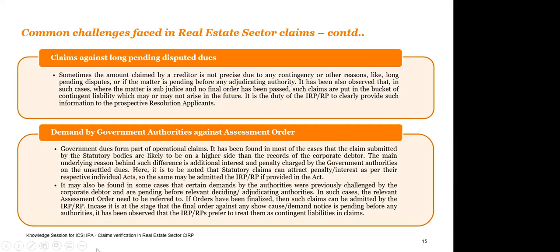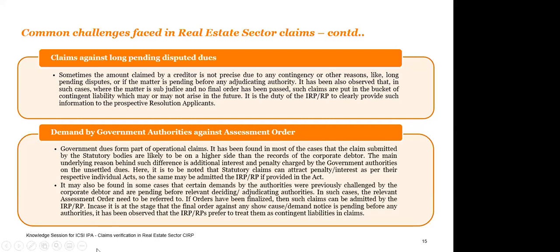Now we'll come to the demand raised by the government authorities. As I was saying when we were discussing the statutory claim and all documentation, when the demand claim is filed by the government authorities, we see a lot of difference between the claimed amount and the records of the corporate debtor. So basically, we'll find two or three categories. One is that the corporate debtor denies certain demands, and says that it has complied with them.